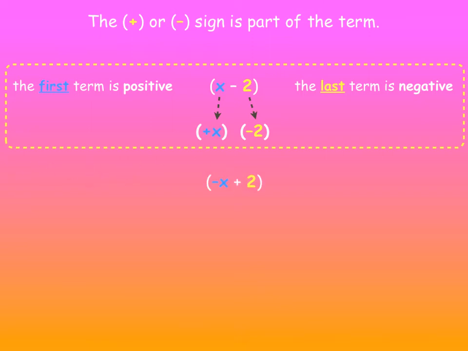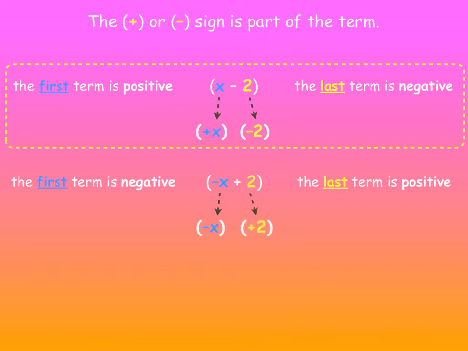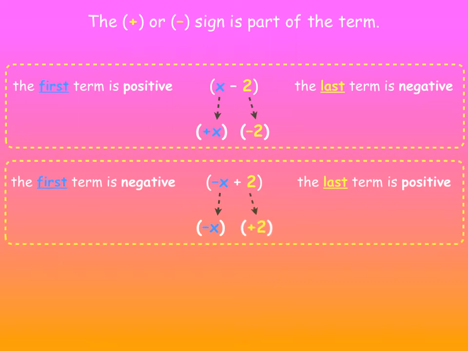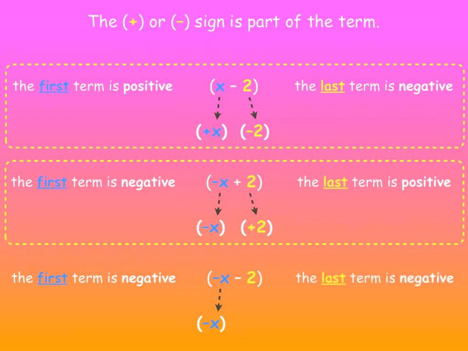Here's another example, negative x plus 2. The first term, negative x, is negative. And the last term, the sign goes with the number, is positive 2. So the last term is positive. Another example, negative x minus 2. The first term is negative, minus x. The last term is also negative, minus 2.